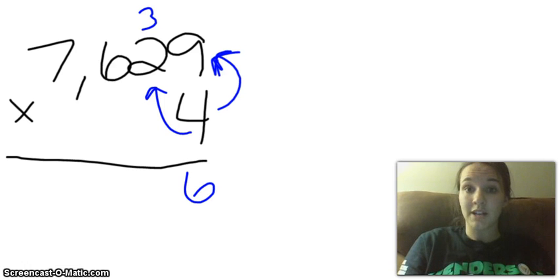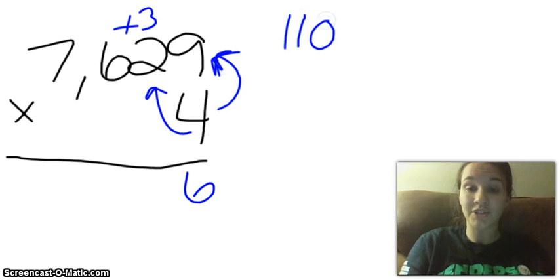4 times 2 tens would give me 8 tens, plus the 3 tens that I regrouped. So 8 tens plus 3 more would give me 11 tens. 11 tens is the same as 110. So I'm in the tens place right now, so I'm going to keep the 1 from the tens place, and I'm going to regroup that 100 above the hundreds place.